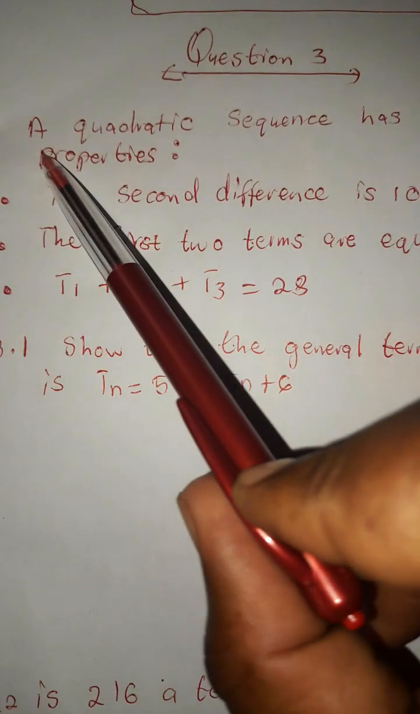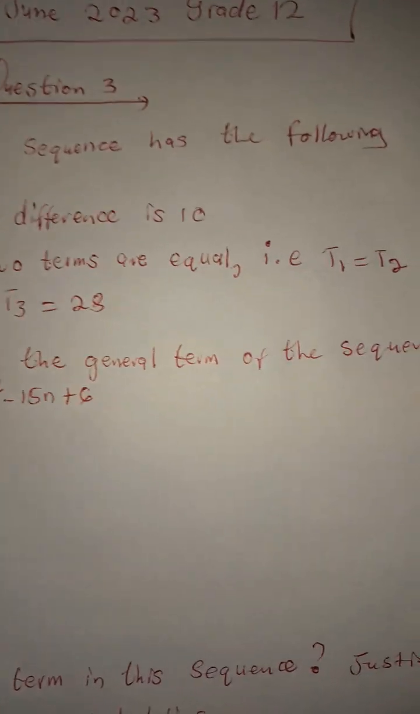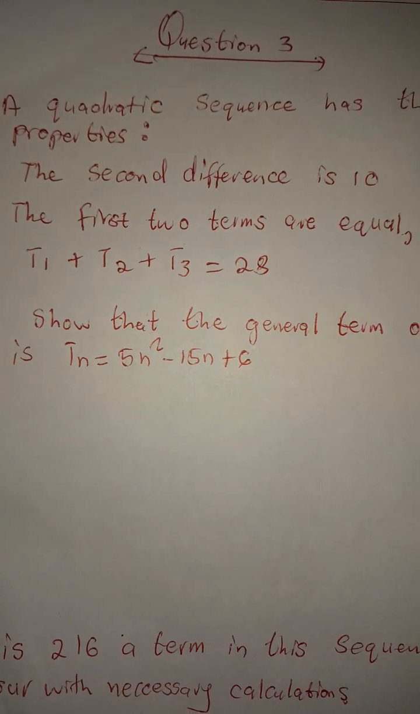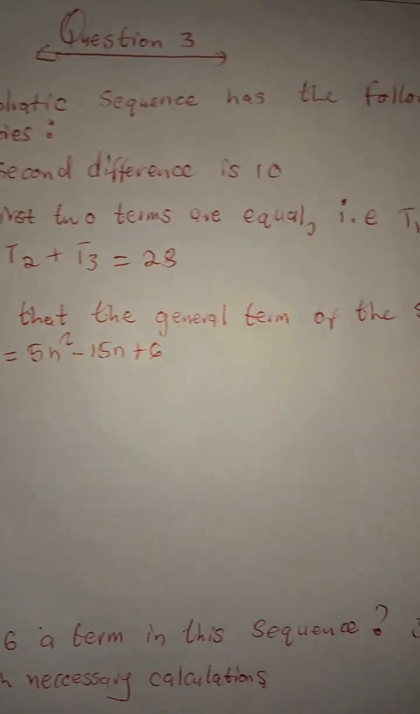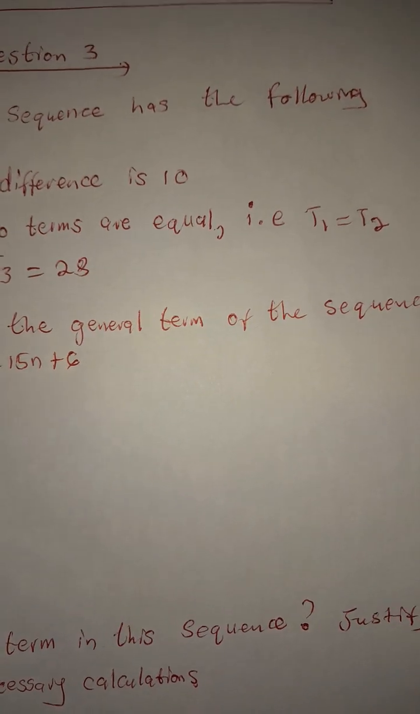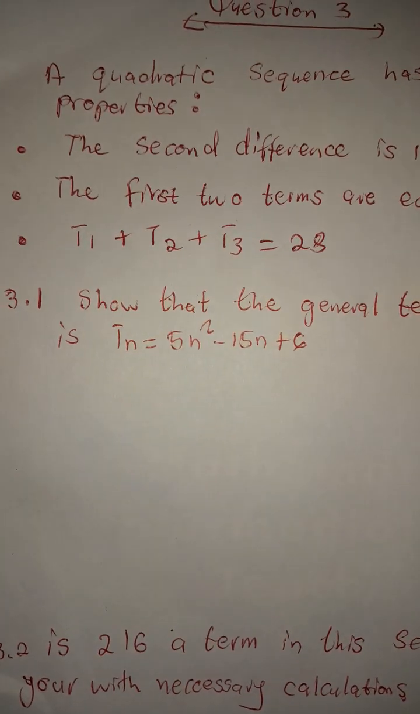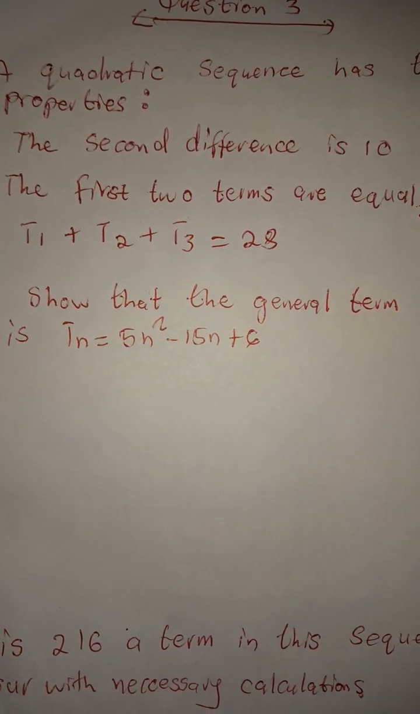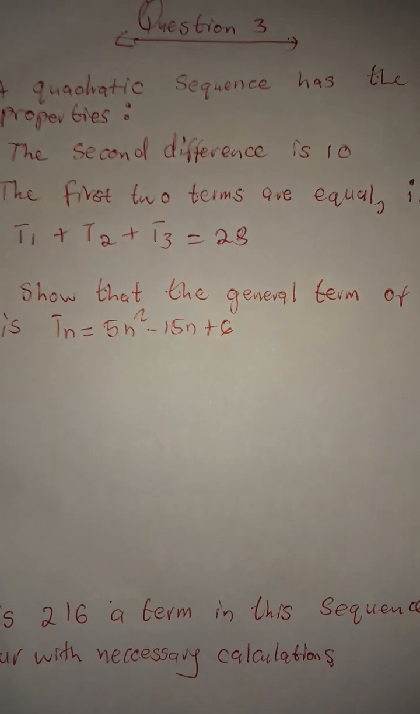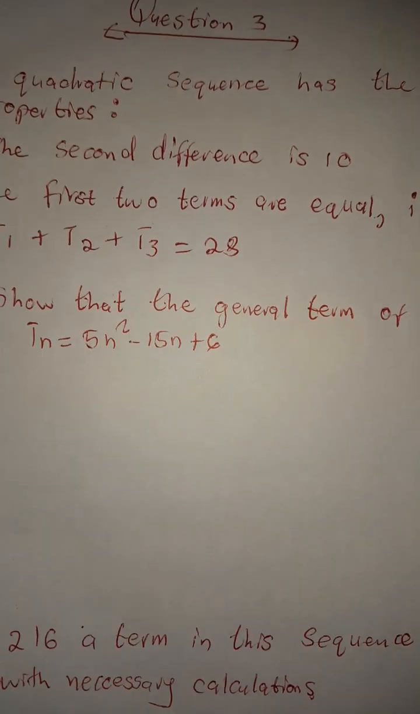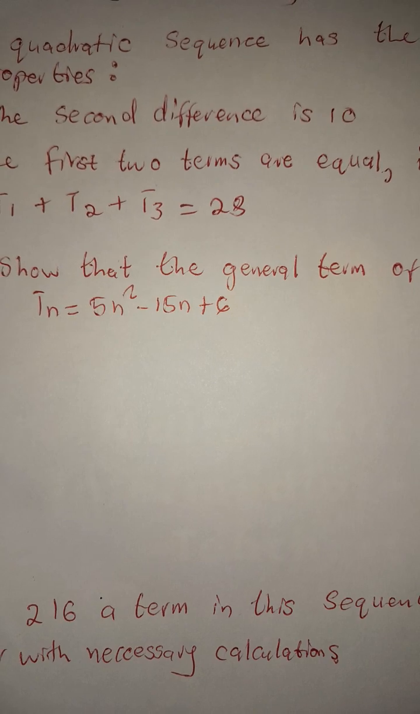First things first, we are given a quadratic sequence, and it has the following properties. The first property is that the second difference is 10. The second property is that the first two terms are equal, i.e. T1 is equal to T2, meaning they are equal. Then the third property is that T1 plus T2 plus T3 is equal to 28. It's very important to use what is given here.